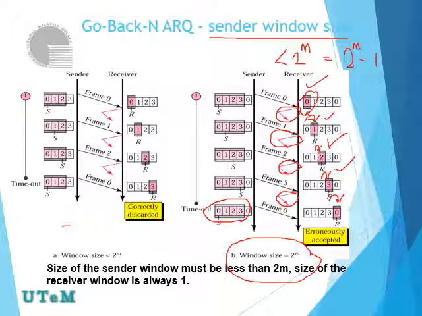The sender will repeat after the timeout. The sender will repeat and go back to the first frame, and it will transmit 0. But this 0 is not what the receiver expected, because this 0 has already been received and accepted, and the receiver expected to receive the next 0, not this 0. So this is the implication when the window size is equal to 2 to the power of m. The receiver accepts the wrong frame, even though it has the same number, but it is different.